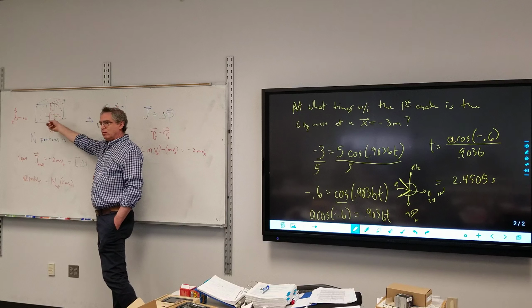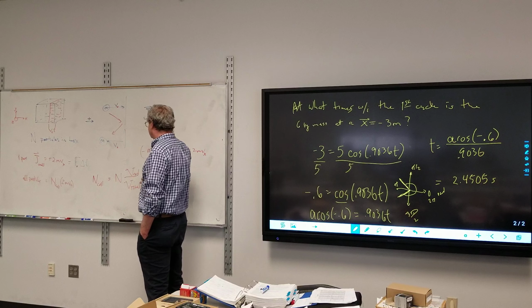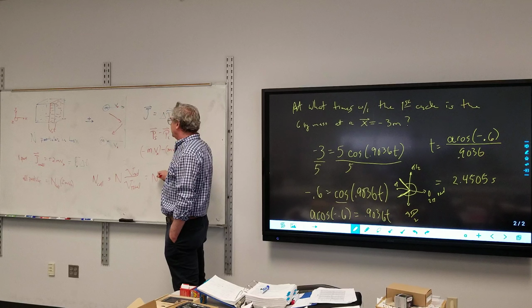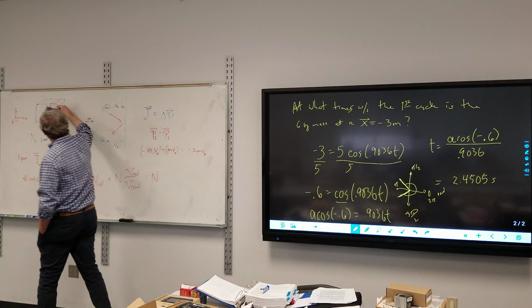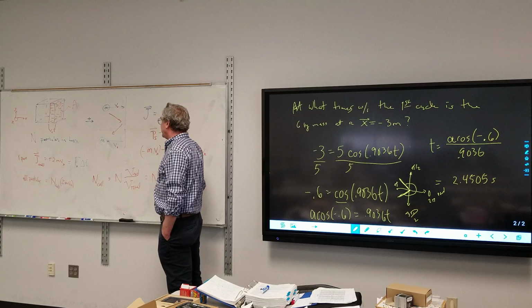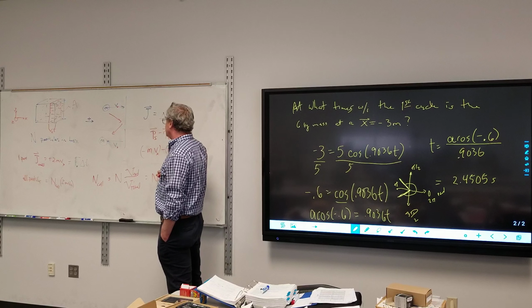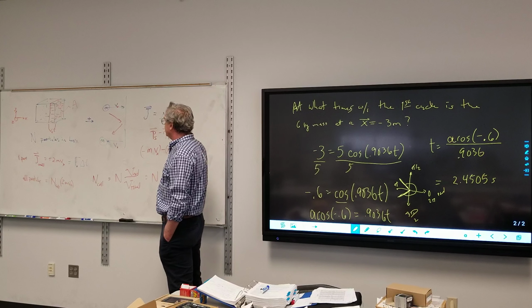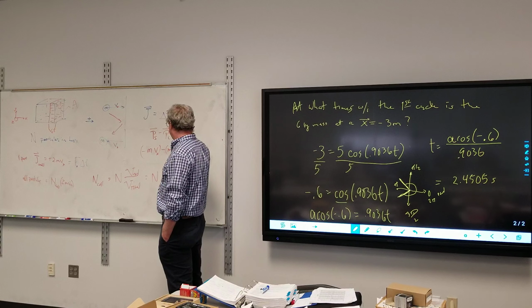So that's n times, well, if this here is area A, the volume of that section there is vx t times A. And the entire volume is A times L.